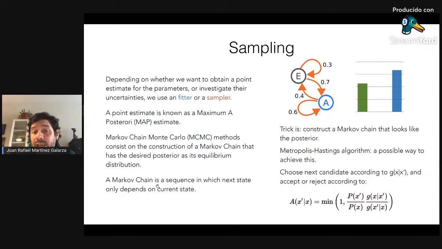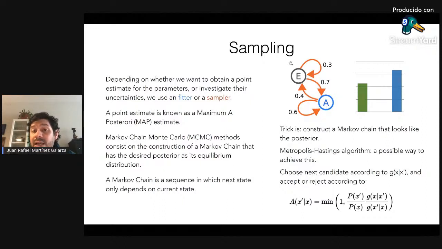Basically, they work with a Markov chain. And a Markov chain is nothing but a sequence of states in which the next state only depends on your current state. So for example, if you have two possible states here, E and A, if you're in E, what happens next only depends on the fact that you're in E. So what's happening next is you stay in the same state with 30% probability, or you move to the other state with 70% probability. Whereas when you're in A, you can move to the other state with only 40% probability, or you can stay in the same state with 60% probability. So that's a Markov chain because it only depends on your current state.